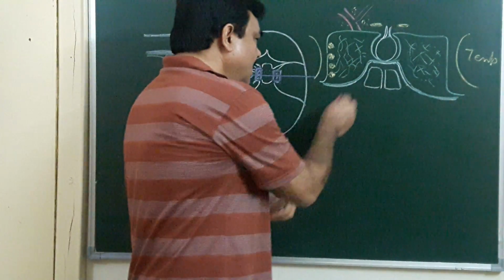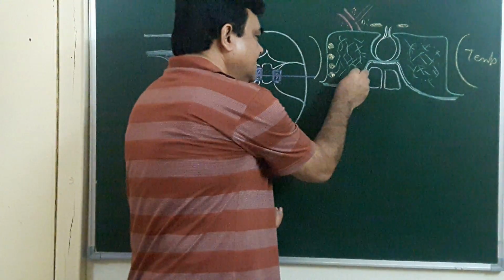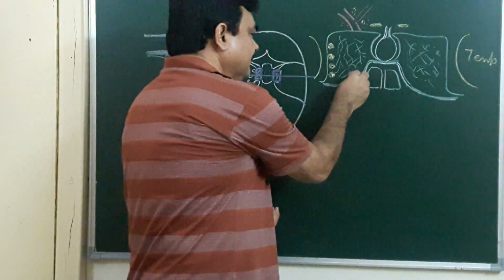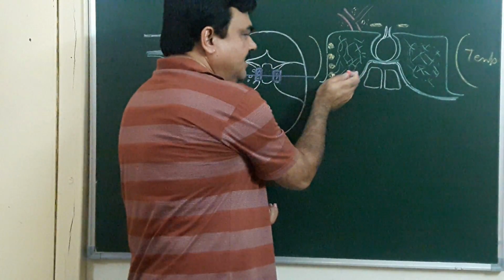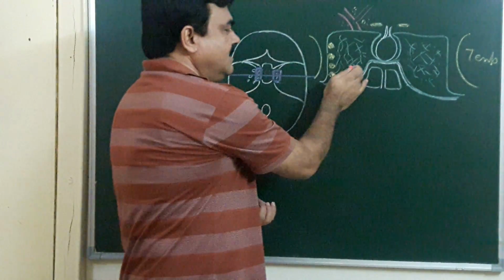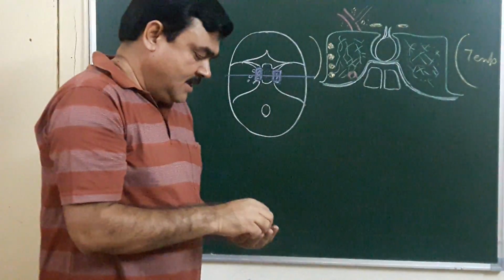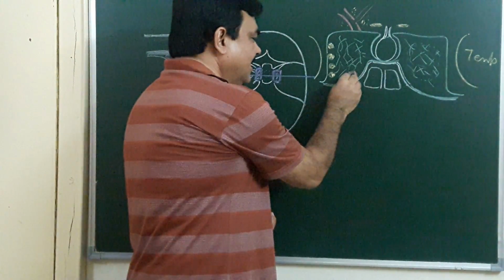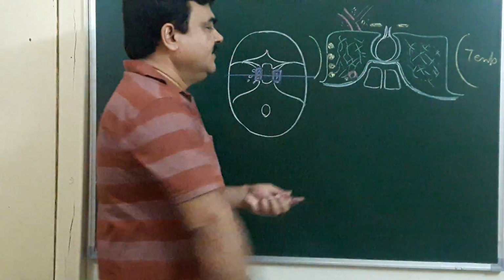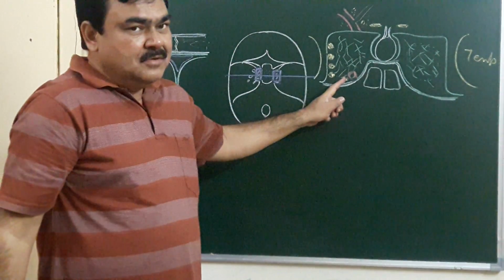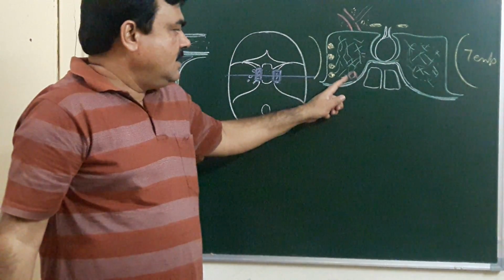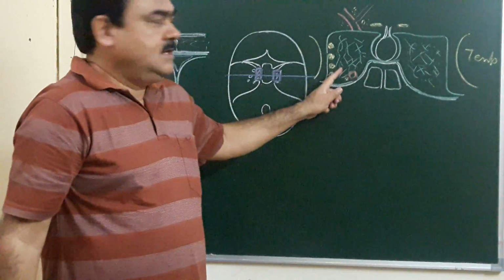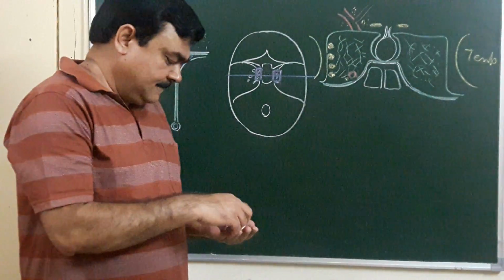Here is the internal carotid artery. This artery passes from here, it goes like this. And here is the abducent nerve, the sixth cranial nerve. So these structures are present in the center of the cavernous sinus.